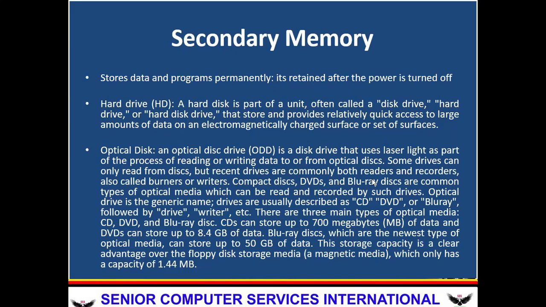There are three main types of optical media, that is CD, DVD, and Blu-ray disc. CDs can store up to 700 megabytes, or MBs, of data. And DVDs can store up to 80.4 GB of data.